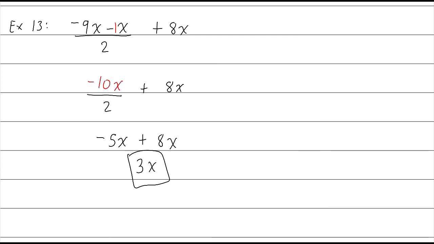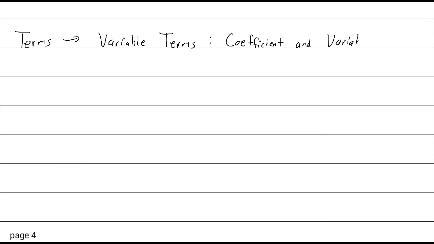Okay, we covered a lot there, right? Let me recap real quick the topics that we talked about. We talked about terms, specifically variable terms, which includes a coefficient and a variable. We talked about constant terms. These are terms with no variables, just a number.